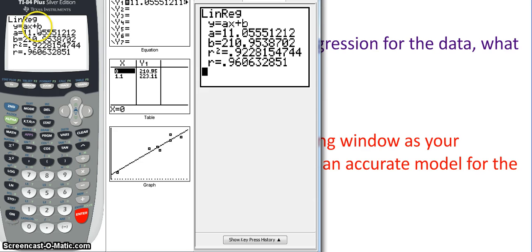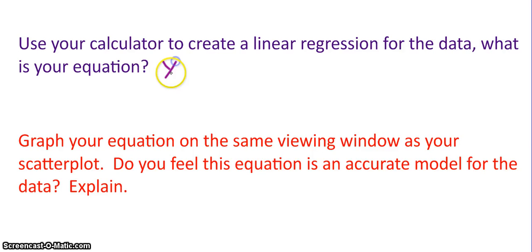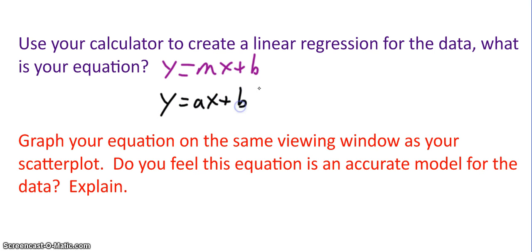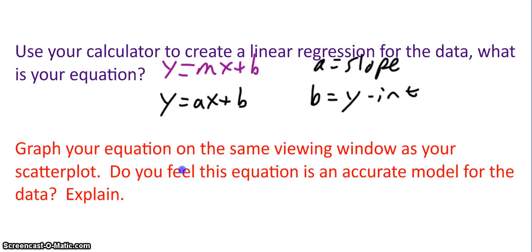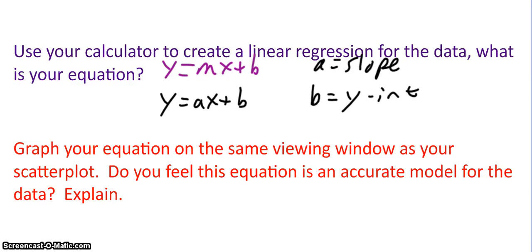And it gives me Y equals AX plus B, where A is 11.05551212 and B is 210.9538702. For right now, we can ignore the R squared and the R. We might talk about those later in this class. We're not going to talk about them right now. If they did not show up in your calculator, that's okay as well, because for right now, that's not important. Notice what A is. Normally we're used to seeing an equation, Y equals mx plus b. Well, here it gave it to us as Y equals ax plus b. So A is our slope, and B is our y-intercept. So now we want to actually write the equation of our line. So go ahead and do that.